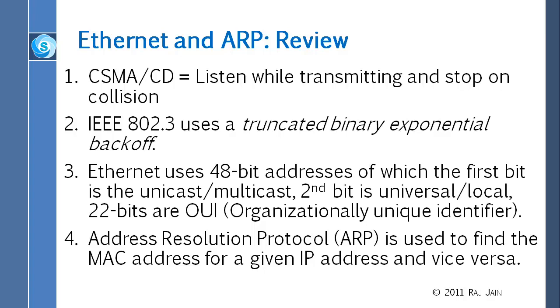Ethernet uses 48-bit addresses. The first bit is unicast/multicast, the second bit is universal/local. 22 bits are the OUI. You know what OUI is? OUI is the Organizationally Unique Identifier. That tells you the manufacturer of that equipment. You can look at any iPhone, any computer, any device, and figure out who made it by looking at the Ethernet address. Okay? ARP is used to find the MAC address for a given IP address and vice versa. Yes, so given a MAC address, you can find the IP address.